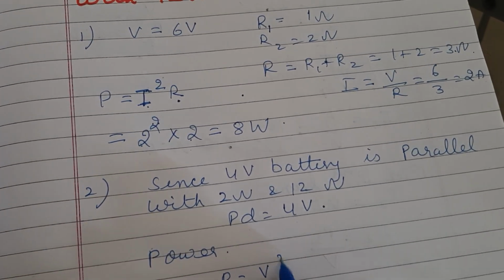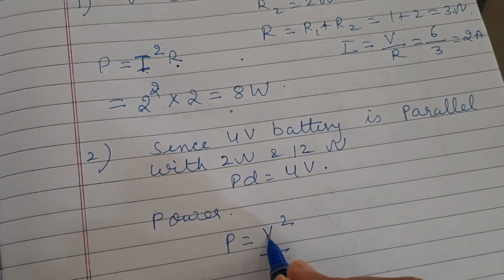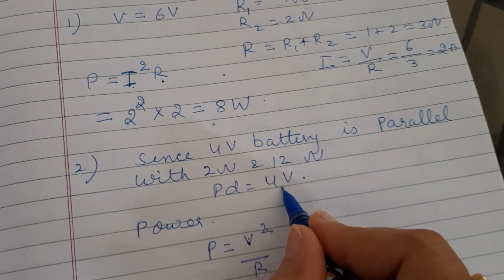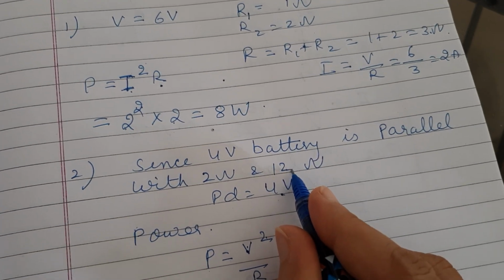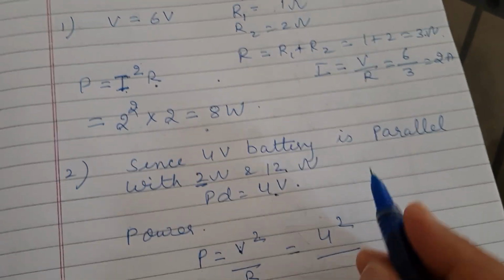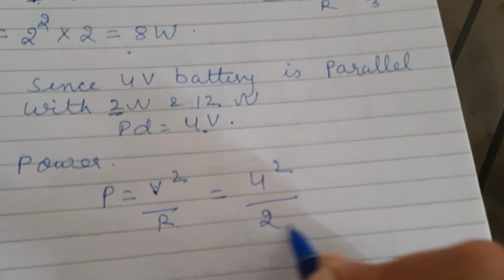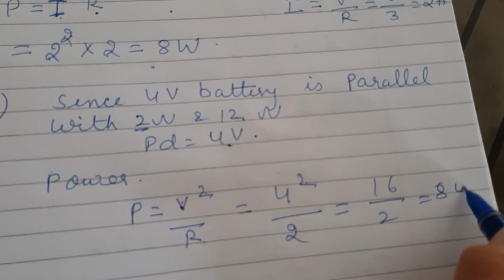So here we will use the formula of V square upon R, because in parallel combination the V remains constant. So for power, this formula we will use. V is 4, that is given, 4 square upon R. Across 2 ohm resistor we have to find out. According to the question, we have to find out across 2 ohm resistor. So 4 4s are 16 upon 2, which is 8 watt.